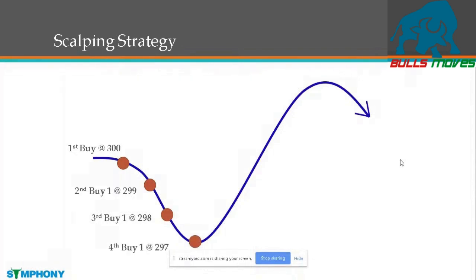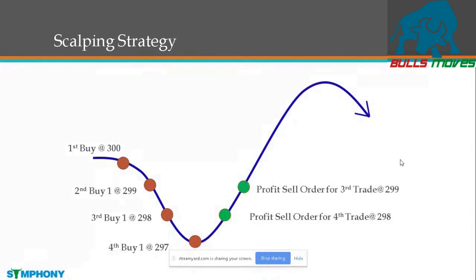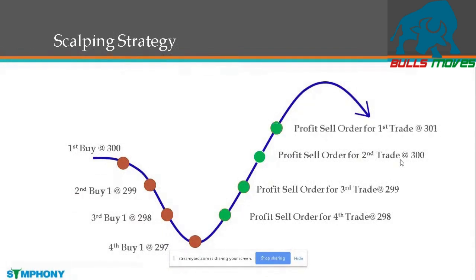Whatever you have bought at 297, it will book your profits at 298. Whatever you have purchased at 298, it will book your trades at 299, and whatever you have bought at 299 rupees, it will book your profits at 300 rupees, and for 300 also it will book your profit at 301. So this is the scalping strategy logic.